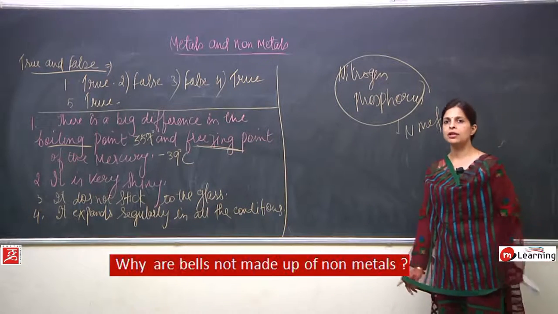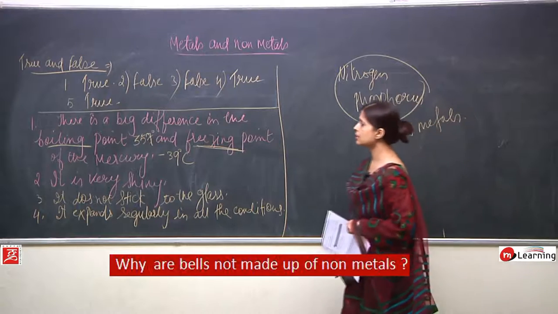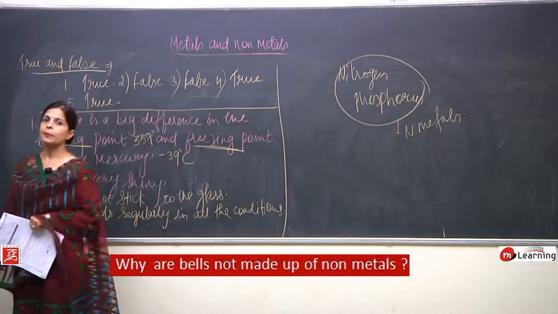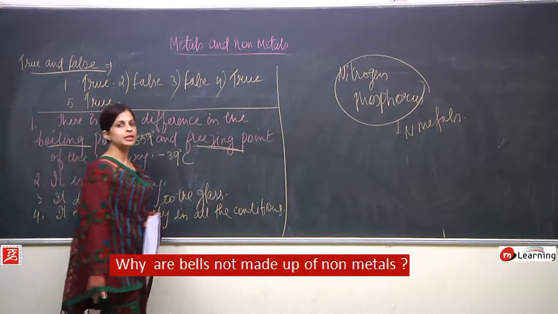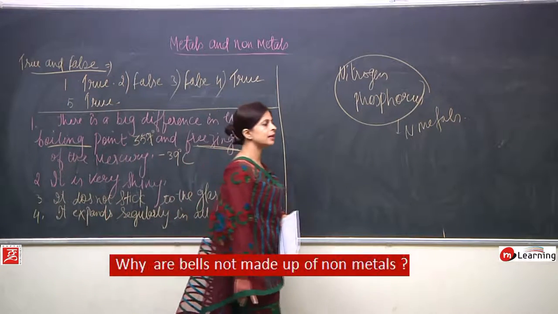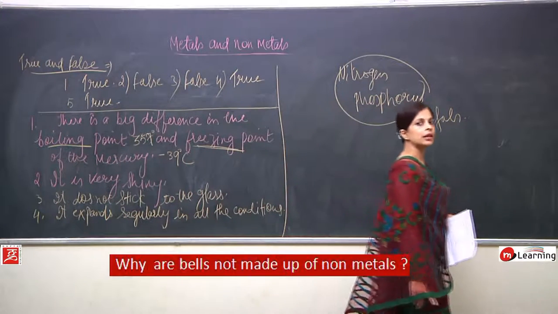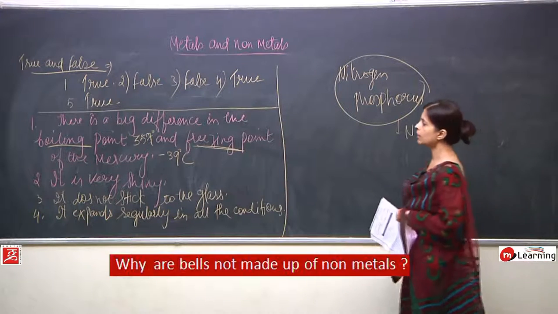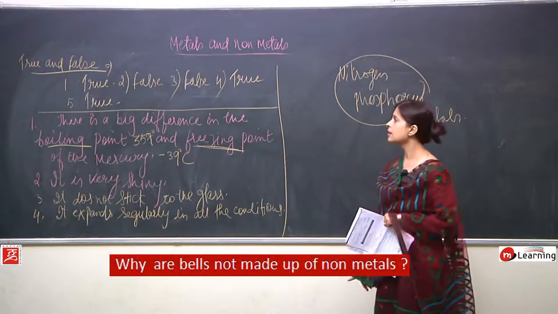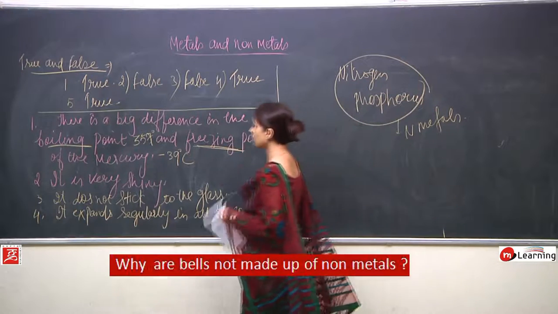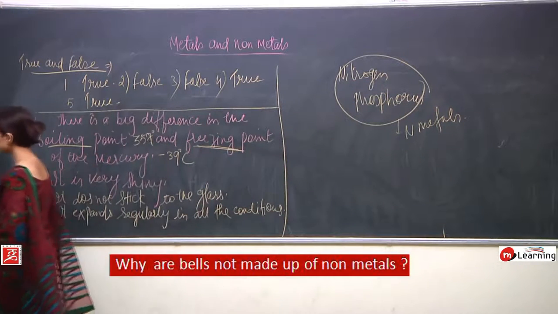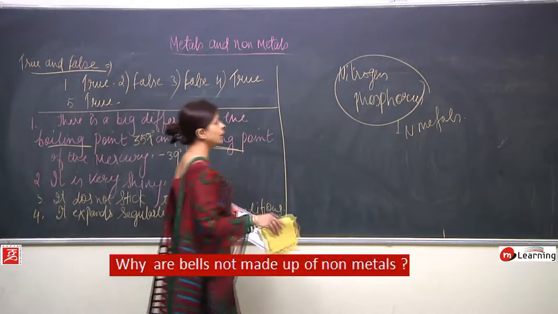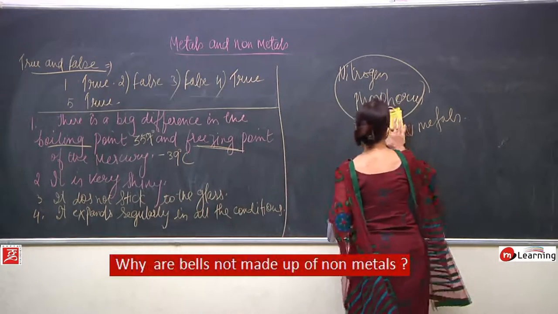One more thing I would like to ask you, please try to answer this to yourself. What can be the thing which can be used in place of mercury? Which substance can be used in place of mercury in thermometers? Okay, so the answer is alcohol. Even alcohol can be used.